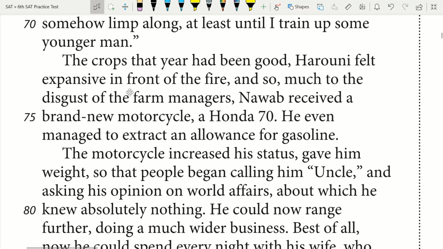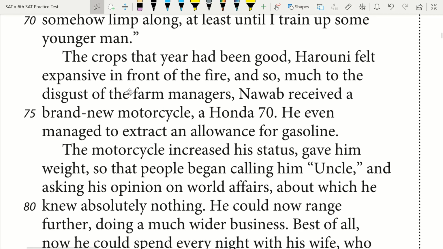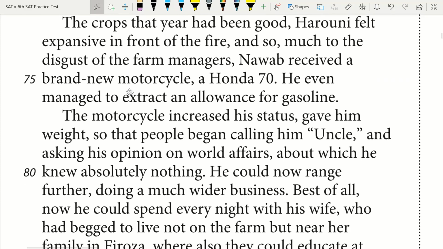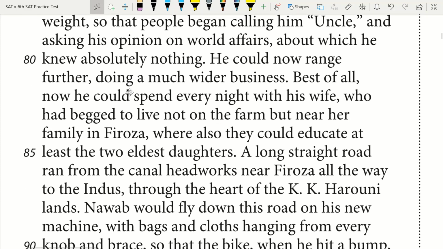Haroni felt expansive in front of the fire, and so, much to the disgust of the farm managers, Nawab received a brand new motorcycle, a Honda 70. He even managed to extract an allowance for gasoline. The motorcycle increased his status, gave him weight, so that people began calling him uncle and asking his opinions on world affairs, about which he knew absolutely nothing. He could now range further, doing a much wider business.